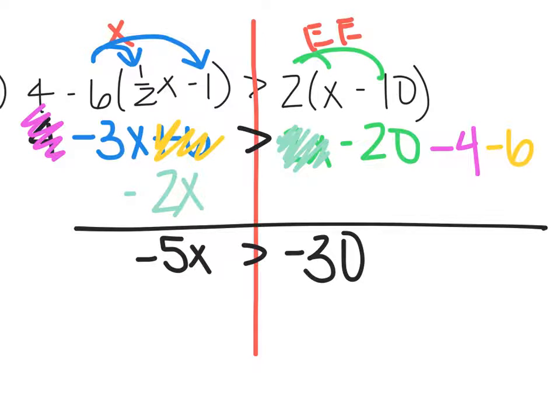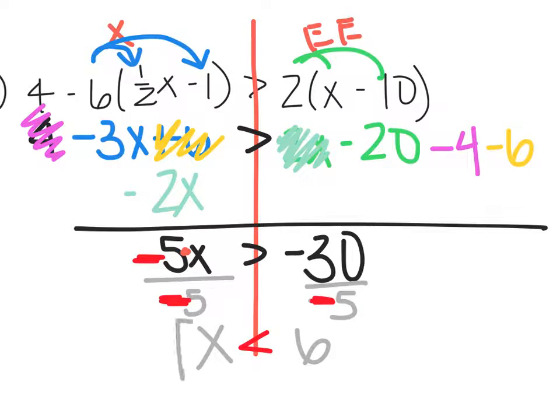So I need to get x by itself. Well, that's negative 5 multiplied by x. So to undo multiplication, I need to divide. So I'm going to divide both sides by negative 5. Notice that I divided by a negative number. And anytime I divide by a negative, I must flip the direction of my inequality sign. So that negative 5x divided by negative 5 is just going to be x. Negative 30 divided by negative 5 would be positive 6. So x is less than 6 would be my answer.